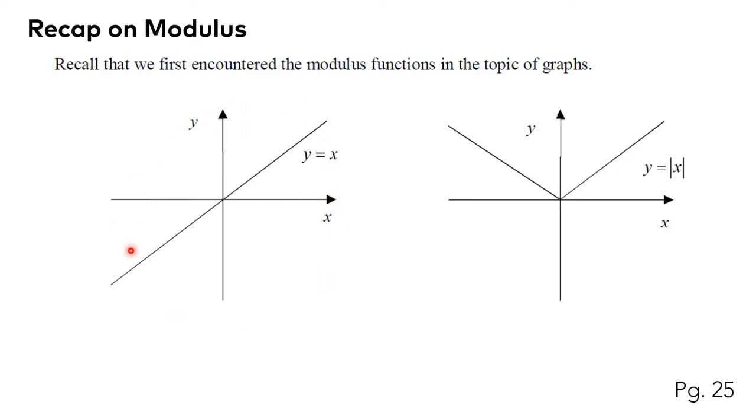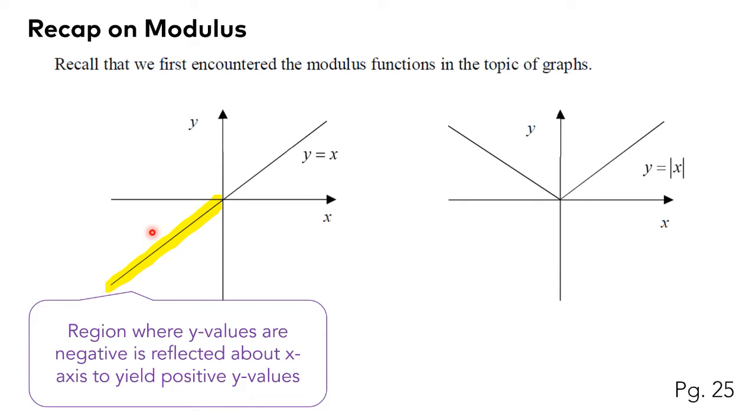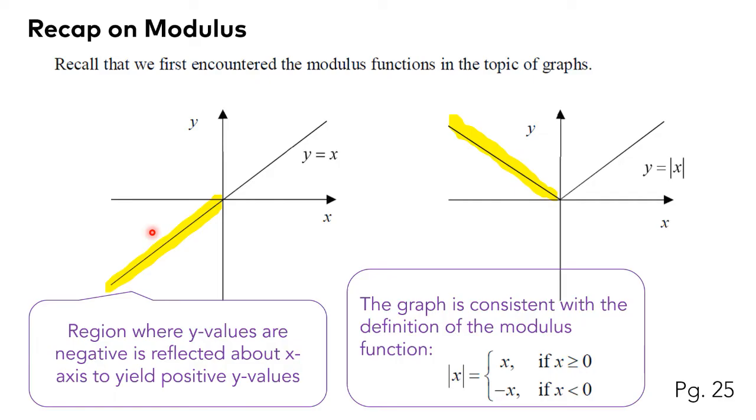Where this is the graph of y equals x, what we have here is y equals modulus x, that is V-shaped in nature. And we pay attention to the fact that this region in the negative y region is actually reflected about the x-axis to yield positive y values. So the graph is consistent with what we know of the modulus function when we define it algebraically, because you have these two portions that correspond to different x values.